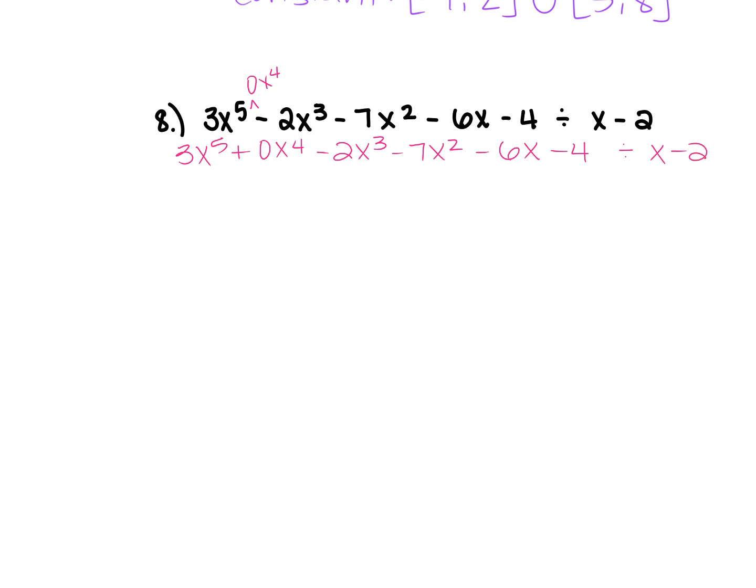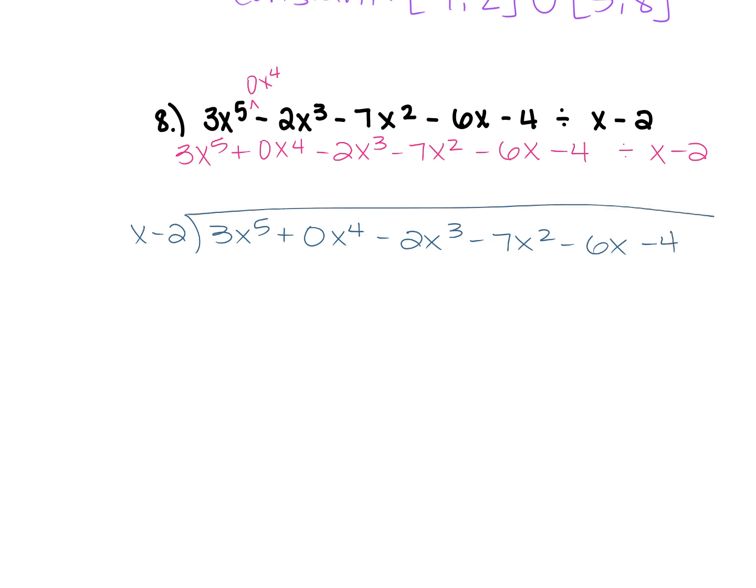So that x minus 2 is going to go on the outside. On the inside, you'll have the 3x to the 5th power plus 0x to the 4th power minus 2x cubed minus 7x squared minus 6x minus 4. Your x on the outside multiplies by 3x to the 4th power to get the 3x to the 5th power on the inside. So we're going to multiply that by both the x and the negative 2. We get 3x to the 5th power minus 6x to the 4th power. We subtract these. Change your sign on everything.